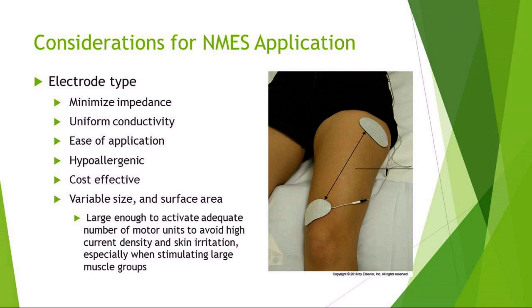So the most commonly stimulated muscle group is the quadriceps. There are various reasons, which we'll talk about. But if you're stimulating a large muscle group like the quadriceps, you need large electrodes. We don't want to have so much current density in one area with a small electrode. So bigger electrodes for bigger muscles.